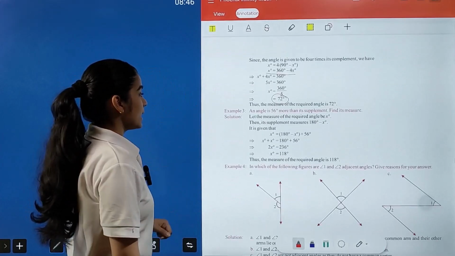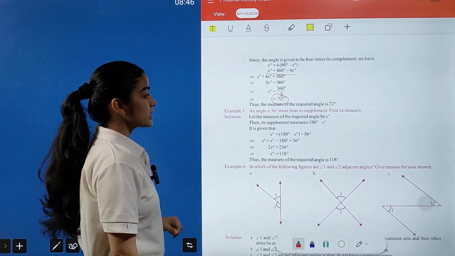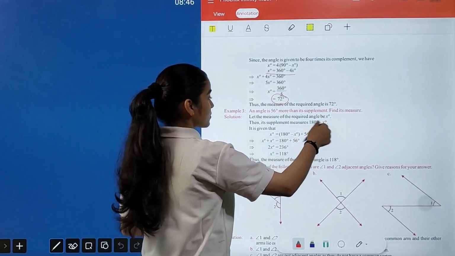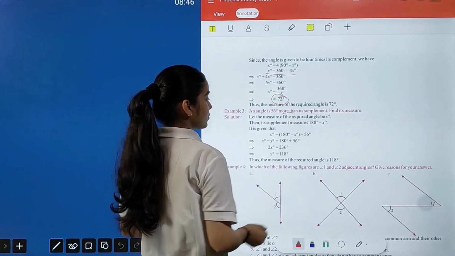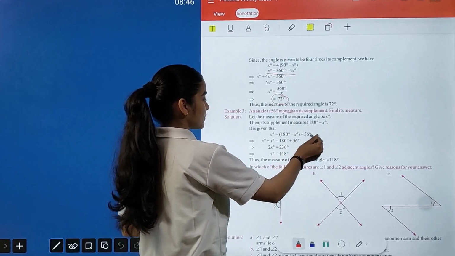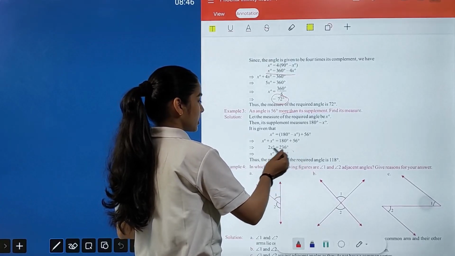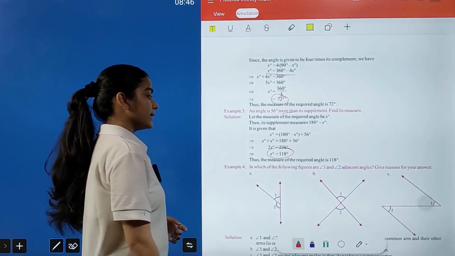An angle is 56 degrees more than its supplement. Find its measure. So let's take that angle x and it's more than the supplement. So we have to subtract it. So x equals 180 minus x plus 56. x plus x is 2x. 180 plus 56 is 236. So x is equal to 118 degrees.